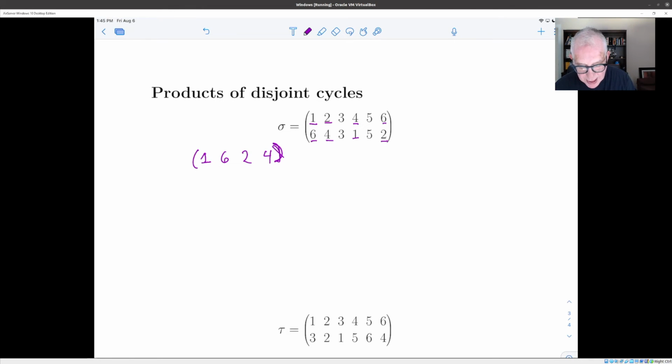So we have to check what happens to the numbers that I haven't mentioned, which are 3 and 5. Well, 3 goes to 3. And that's a cycle of length 1. And we don't write that because if a number's not mentioned, that means we leave it alone. And 5 goes to 5. So again, we don't mention 5. And so what we see is that sigma is equal to the cycle 1624.